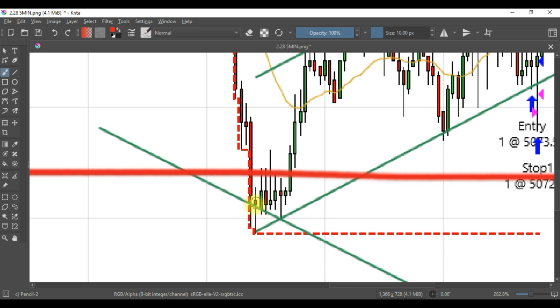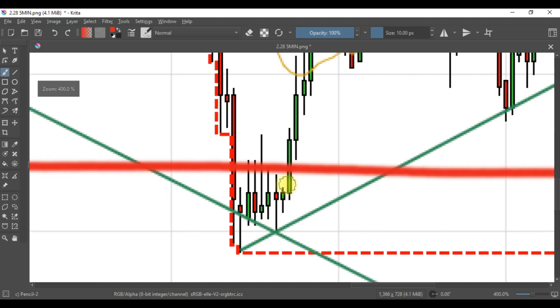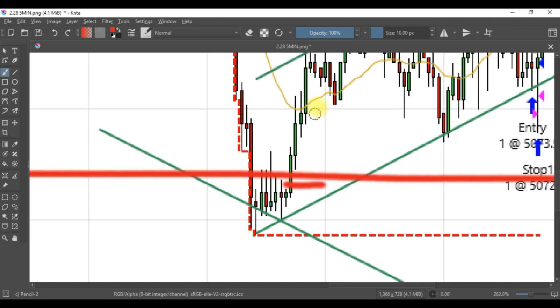We have this tight range. We can look for a second entry here, which actually isn't a bad spot. We have a push up, one, pull down, push up. And this would be your second entry here, right before a nice move up.